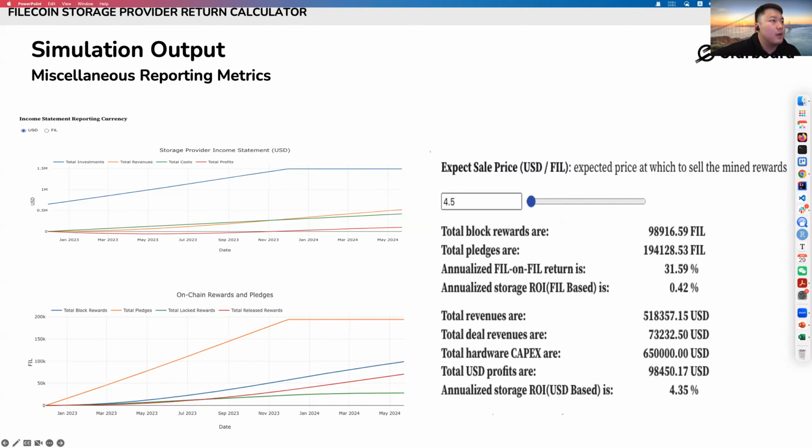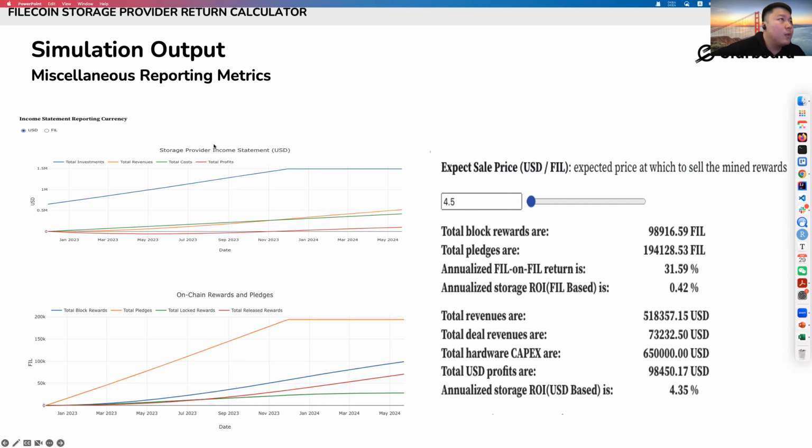So the most obvious graph to start with is the on-chain reward and pledge. This only looks at the amount of FIL you pledged as deposits and the total block rewards you gain through the forecasting period. This graph also shows the locked and released rewards dynamics. You can not only visualize the total block rewards you receive at a particular time, you can also see how much has been locked and how much has been released at that timestamp.